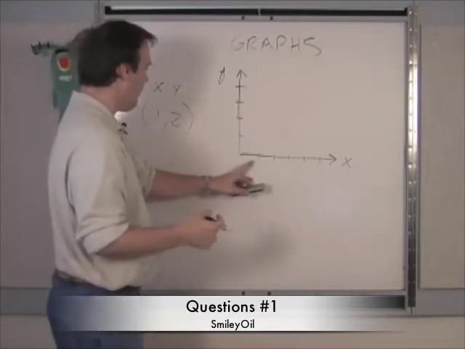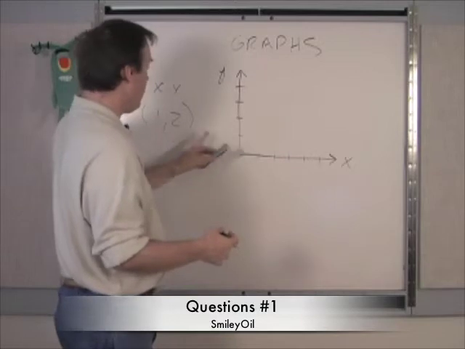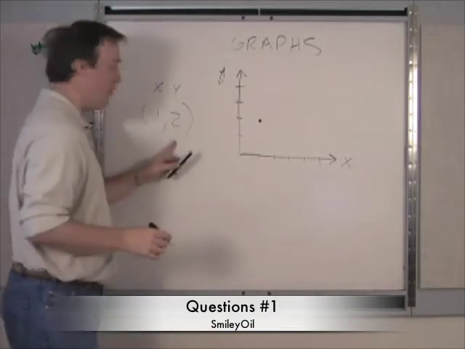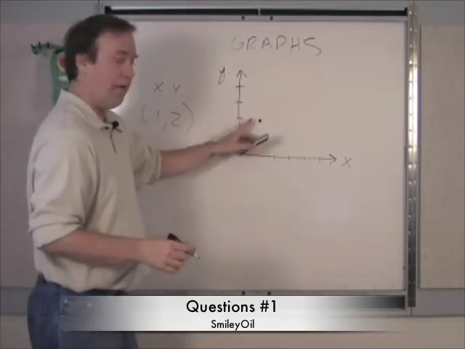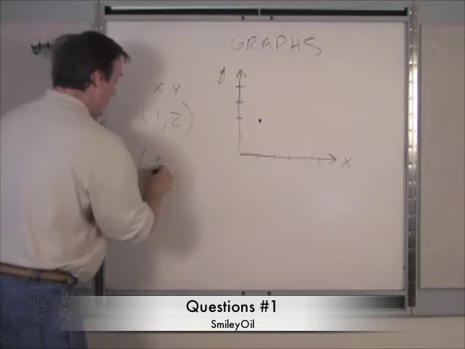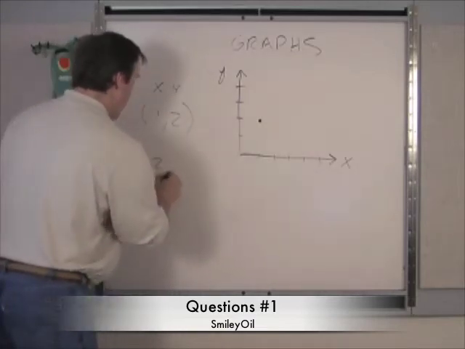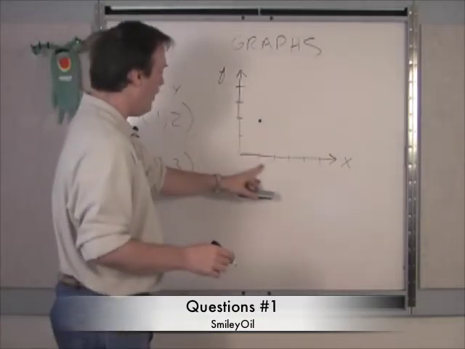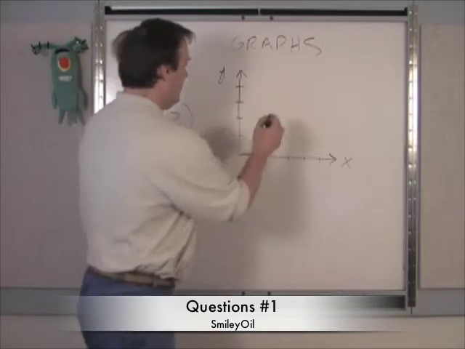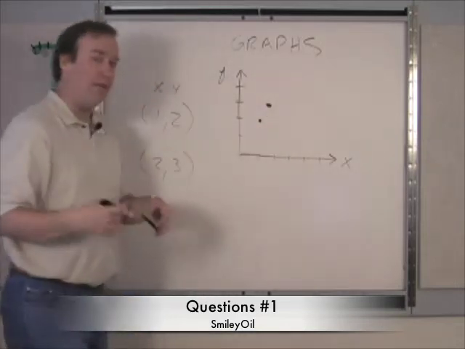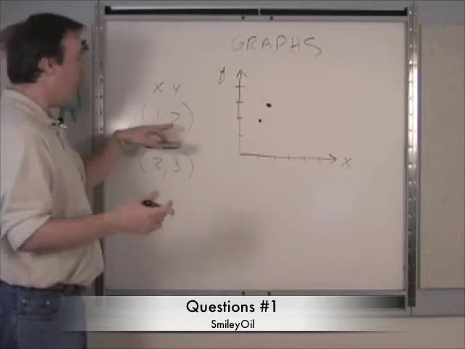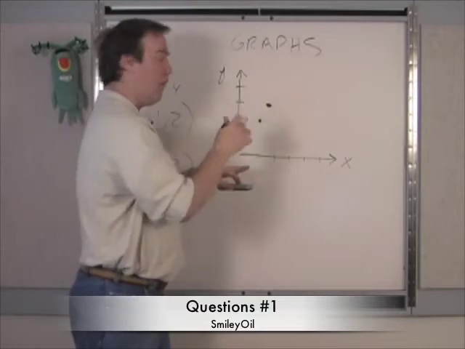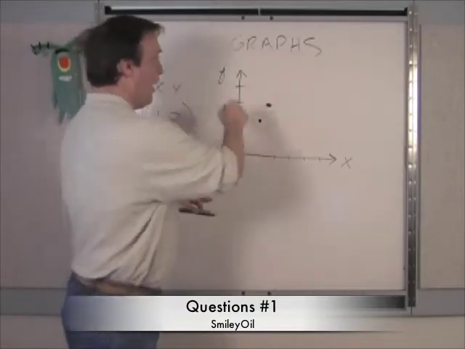So you go to the one spot for x, okay, this is one, and you go to the two spot for y, and you would draw this exactly here. So this would be 1, 2: 1 x and 2 y's. And so similarly, you could have a 2, 3. And now we're going to go 2 over in x and 3 up in y. And so these are called coordinates, and this is called plotting. So we are taking coordinates and we are plotting them. We're putting dots on a screen, on a grid.